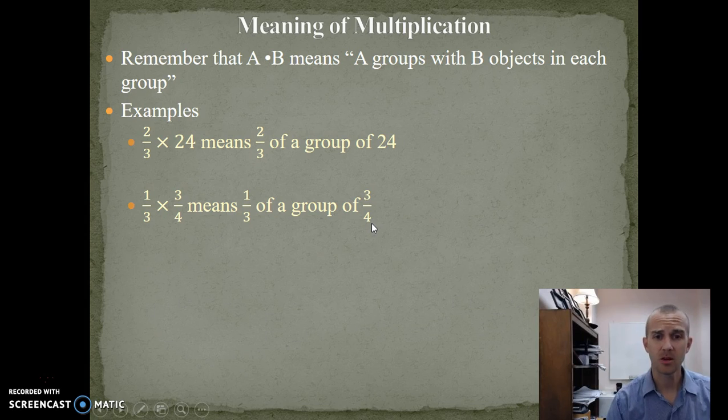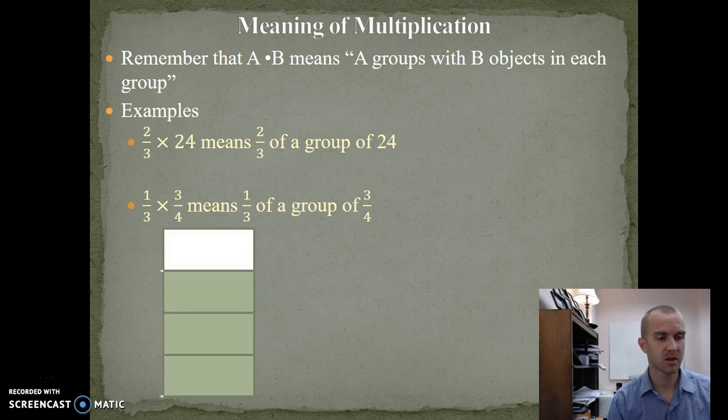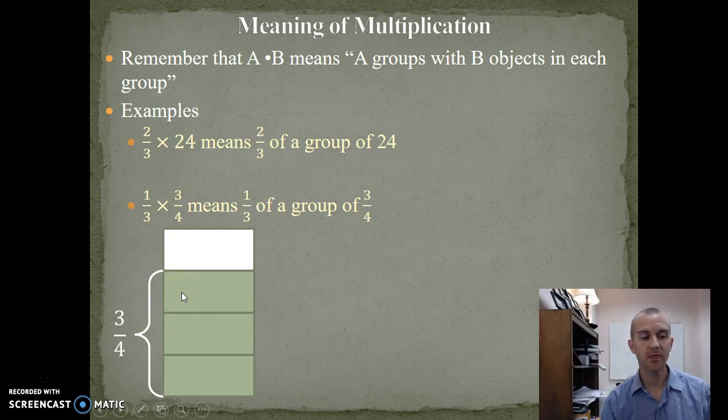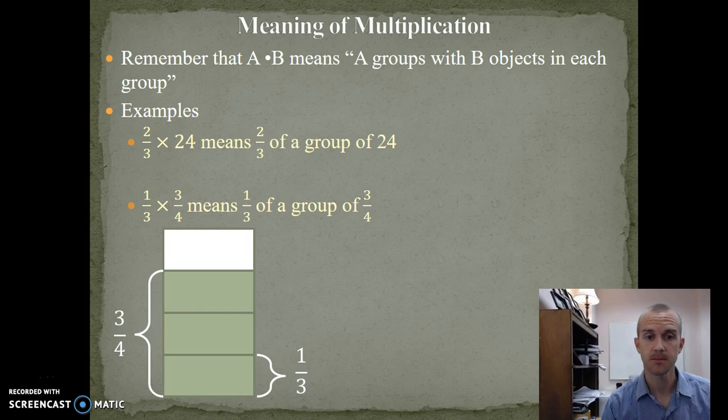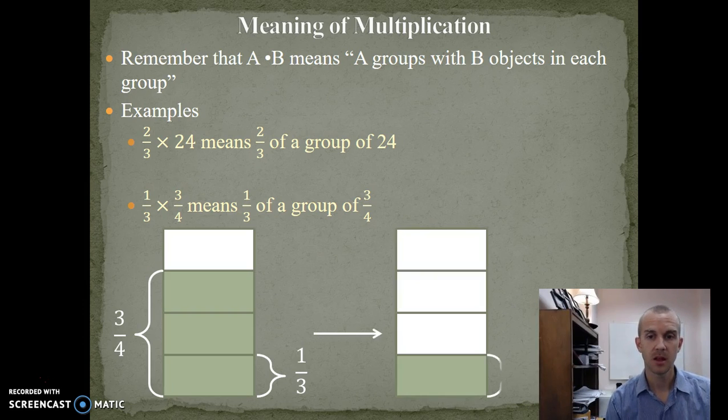Now what would that look like? If we start with 3/4, this is where I'm starting. Here's my 3/4, and I'm looking at 1/3 of what is actually shaded. Well, 1/3 would be one of those three parts. So that means now that if I look at the total, that was one shaded out of the entire whole, which is 1/4.